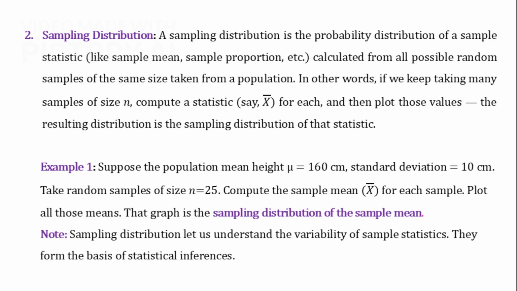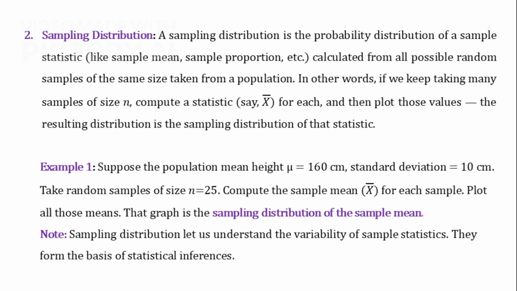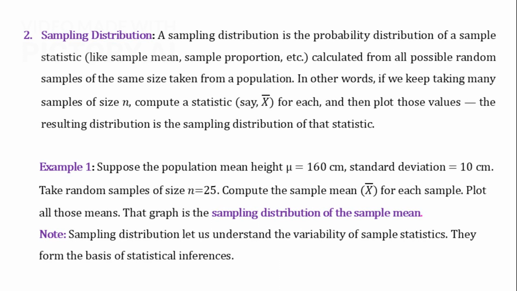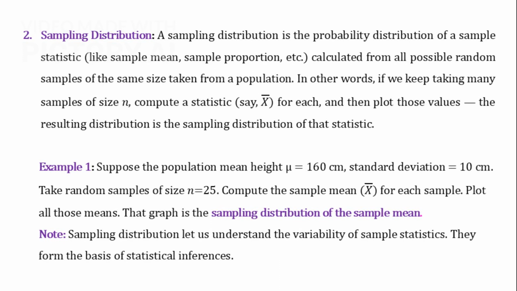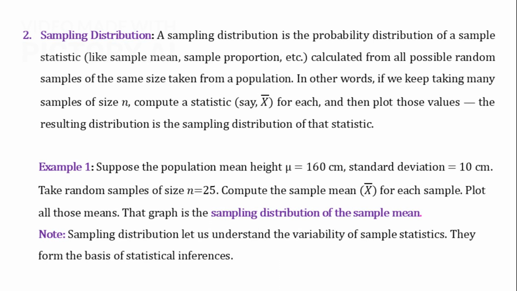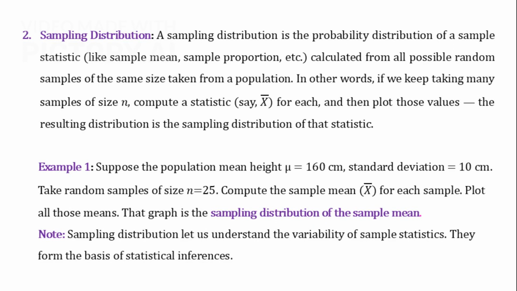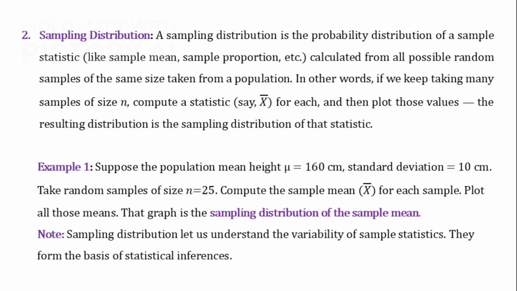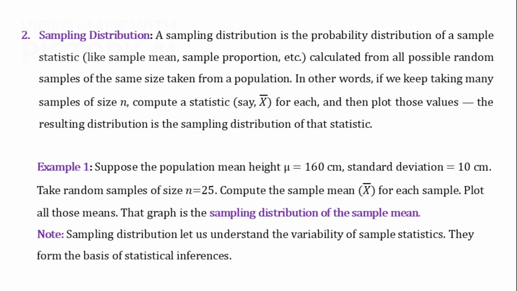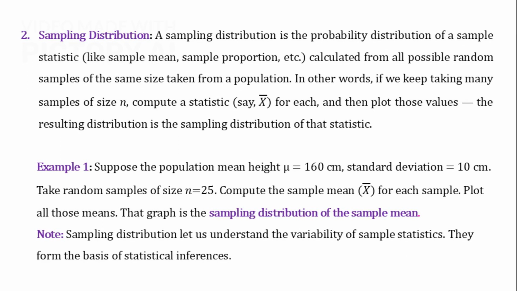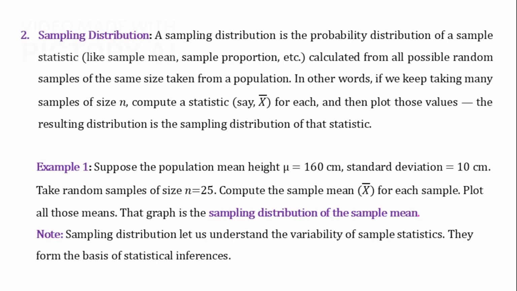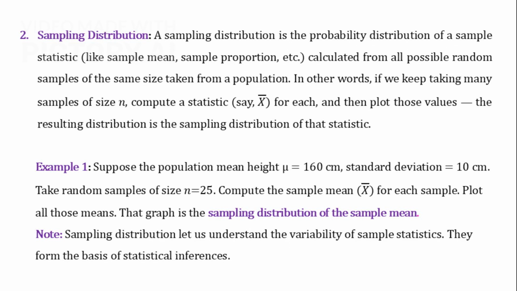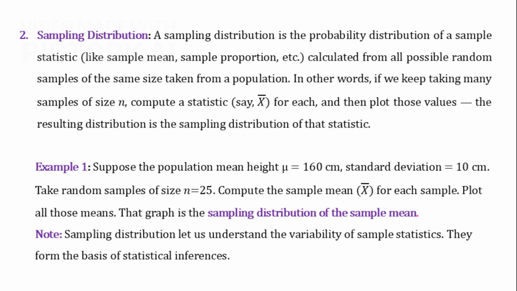Example 1. Suppose the population mean height mu equals 160 centimeters, standard deviation equals 10 centimeters. Take random samples of size n equals 25. Compute the sample mean, x bar, for each sample. Plot all those means. That graph is the sampling distribution of the sample mean. Note, the sampling distribution helps us understand the variability of sample statistics. They form the basis of statistical inferences.